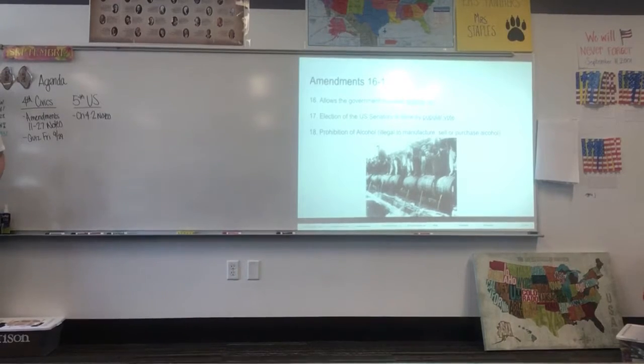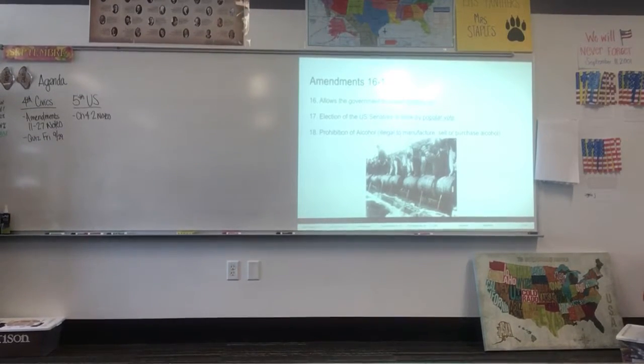Amendments 16 through 18. Amendment 16 allowed the government to collect income tax. So when I get paid, every paycheck, the government takes out some money to pay for different programs like roads, Medicare, Medicaid, government assistance programs like LINK, things like that. All that is paid for out of our taxes. It comes out of your paycheck. Amendment 16 allows the government to do that.